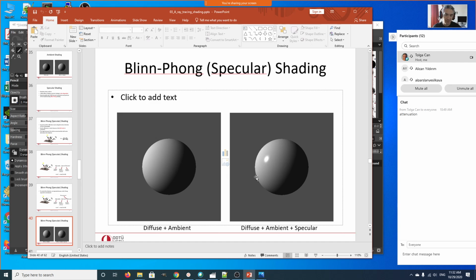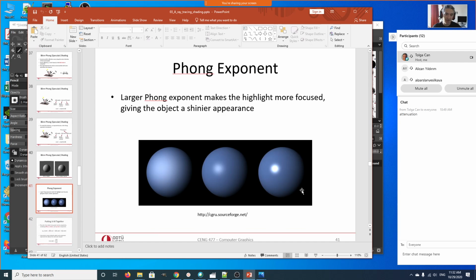This is the addition. As you can see, this is diffuse and ambient only. It doesn't appear shiny. With the specular exponent, we get spheres that appear shiny. And this is how the Phong exponent changes the shiny appearance of an object.